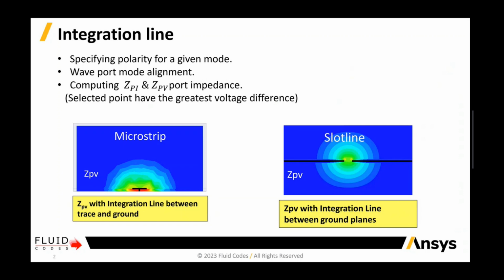It's also very important in mode alignment. If you have a two-port network and you want to align the mode without having any phase shifts, you need to use the same integration line at both ends of the ports in the same direction. And it's also very important in calculating the characteristic impedance for the ports.